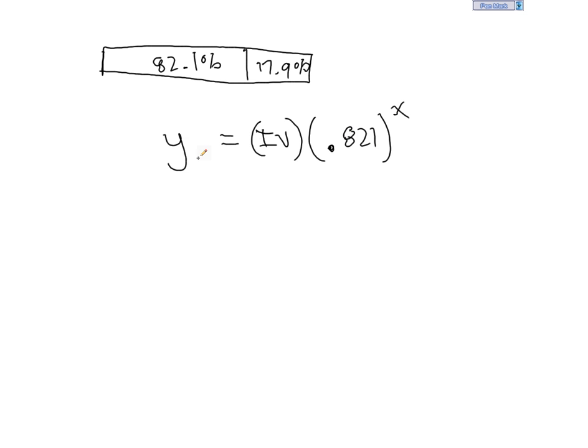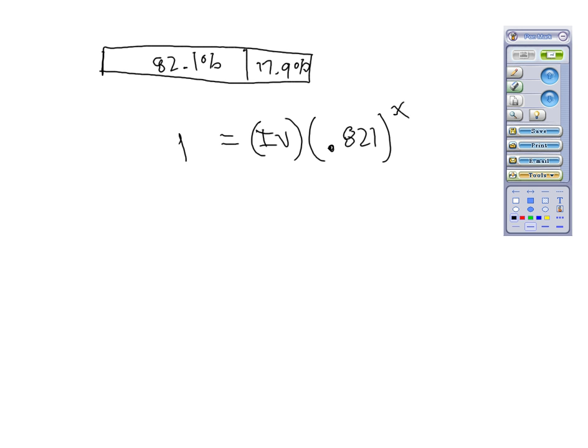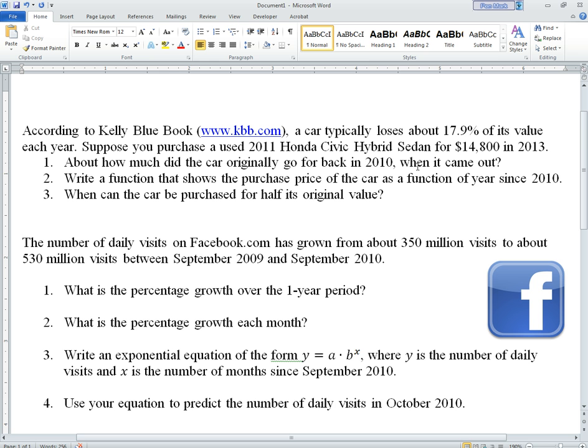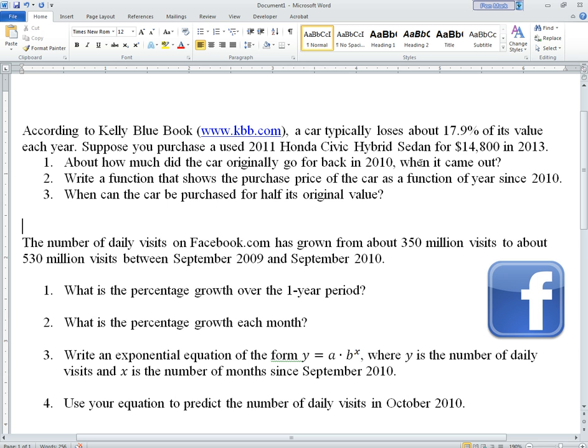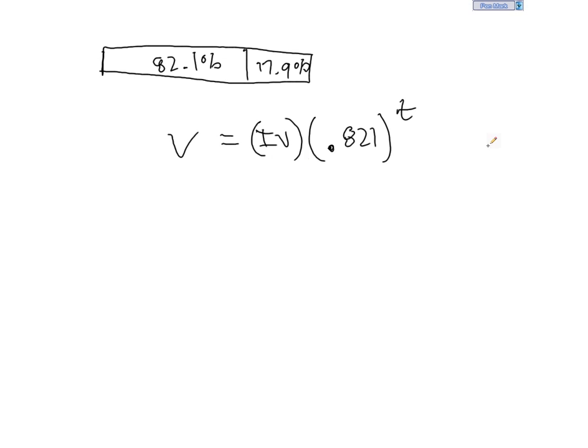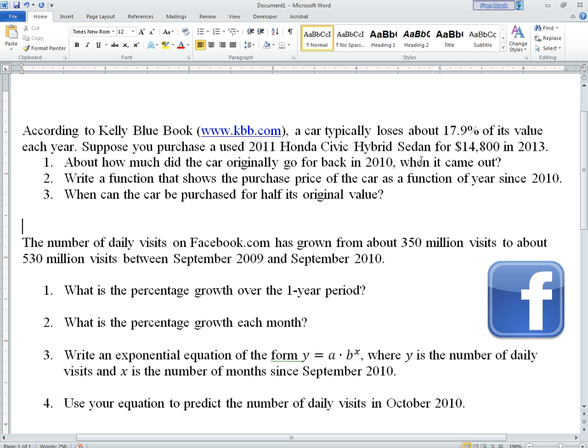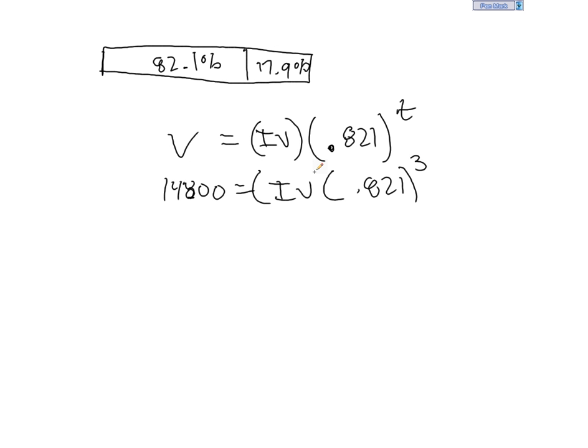Well, in this case, we're talking about the value and we're talking about time. So I'm going to use the value as my output, and the value depends on how many years have passed. So I want to determine what it was worth when it first came out. So what was the initial value? I know that 3 years after the fact, it was worth $14,800. So 14,800 is the value when 3 years had passed. So in other words, the thing I need to know is, what is my initial value?